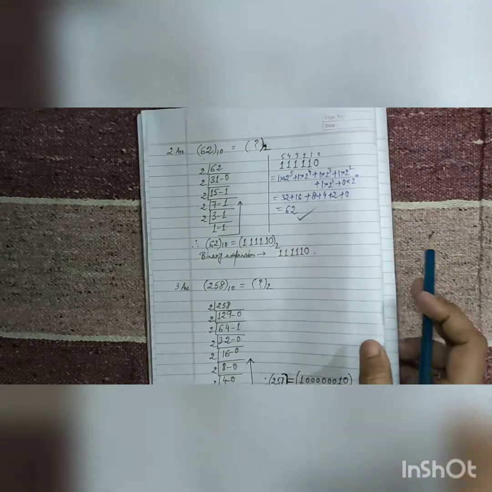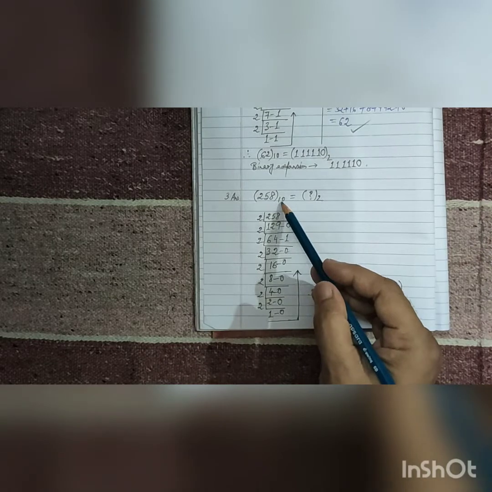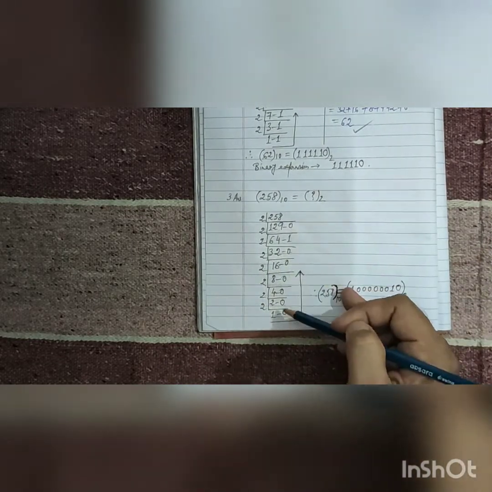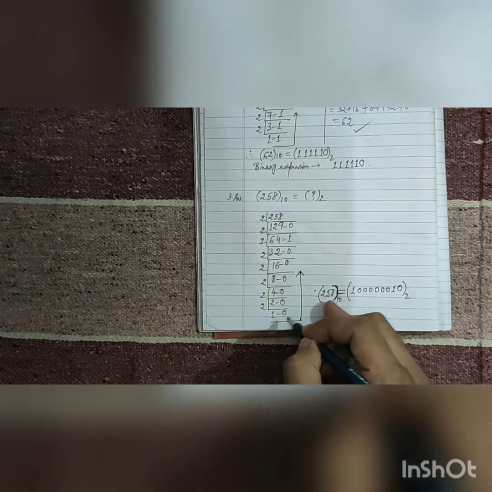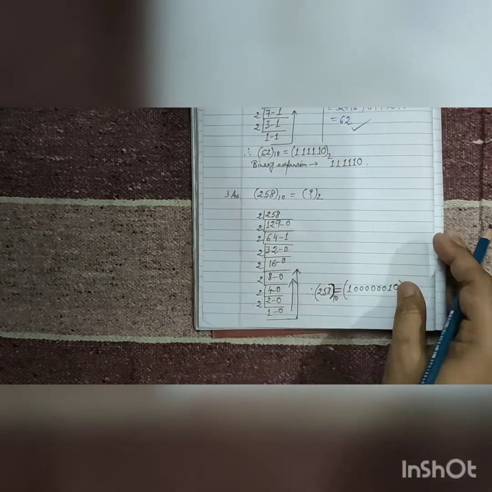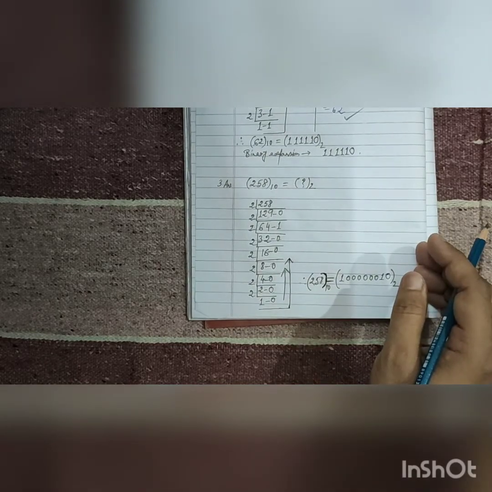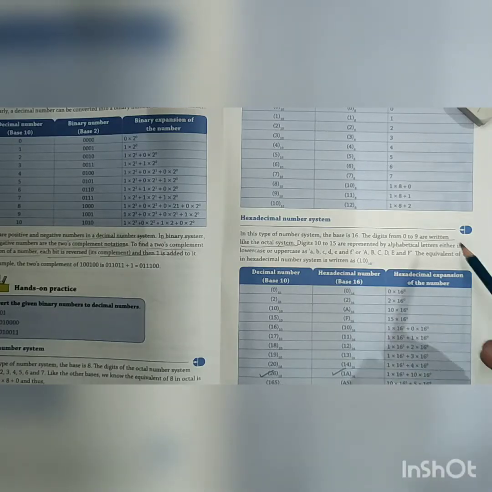So it will again give back 62. In the same way, base 10 is converted into base 2. The same process we are following. And when you are writing, we write from downwards to upwards, not upwards to downwards. Please follow this one.